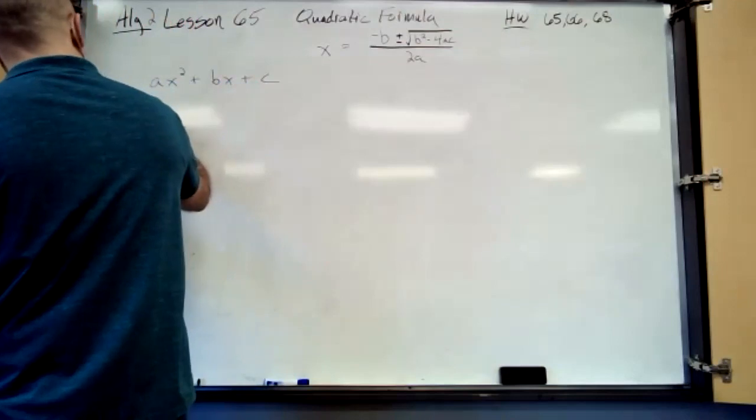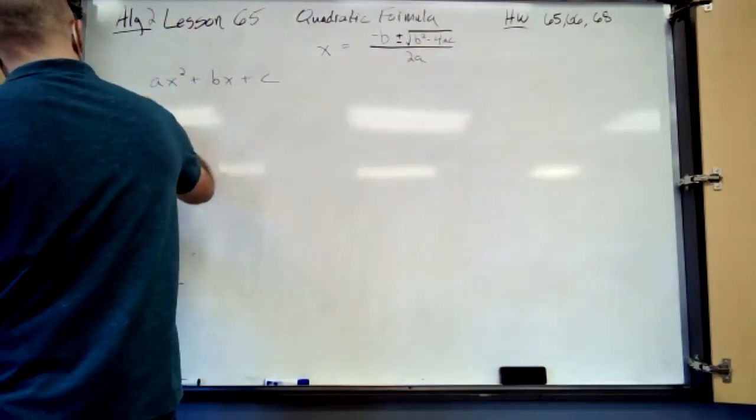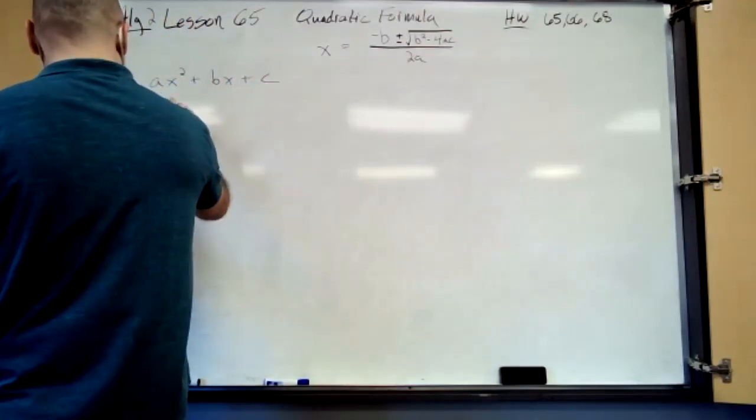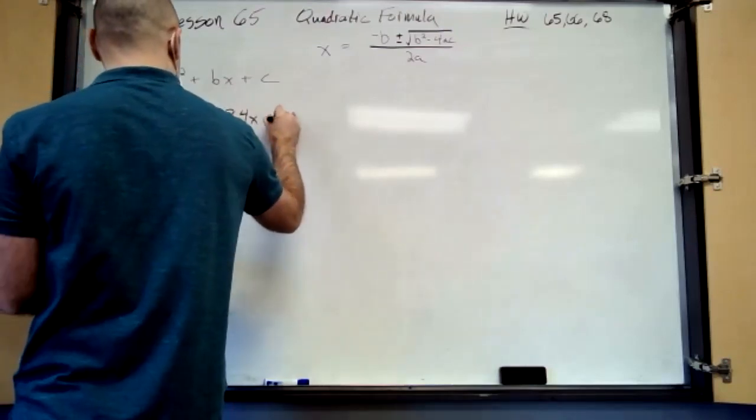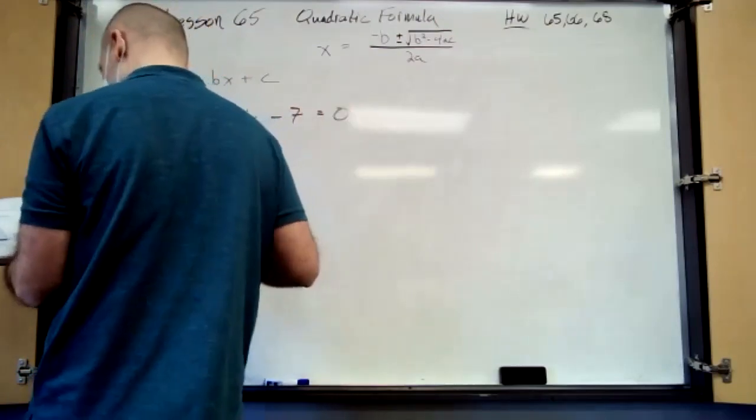So let's do example one. Plug it into this formula and give me an answer. 5x squared plus 34x minus 7 equals 0. Solve for x.